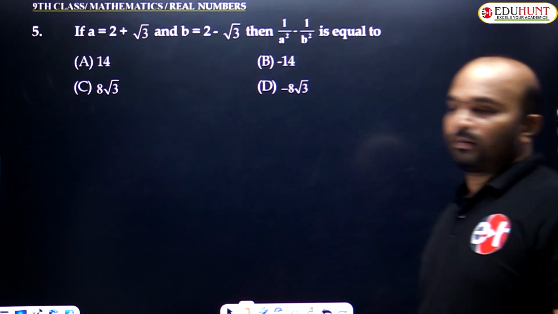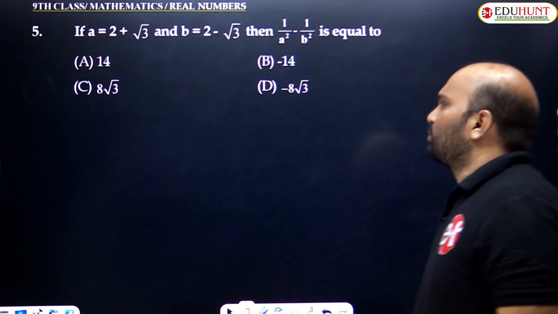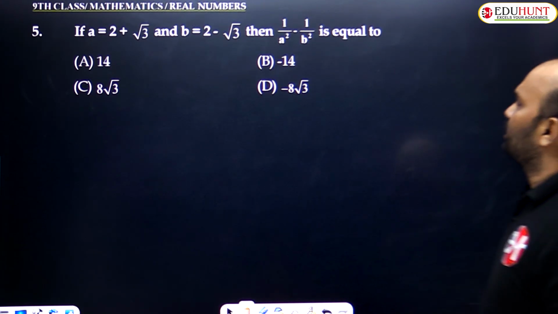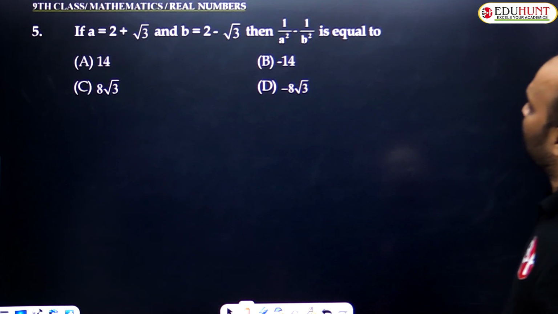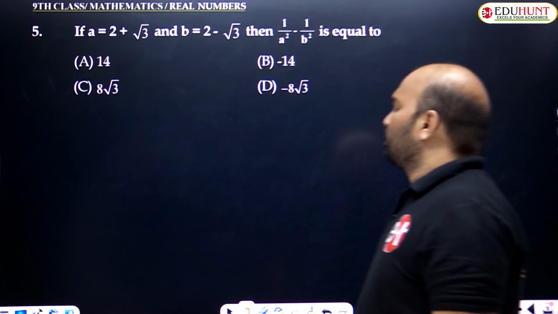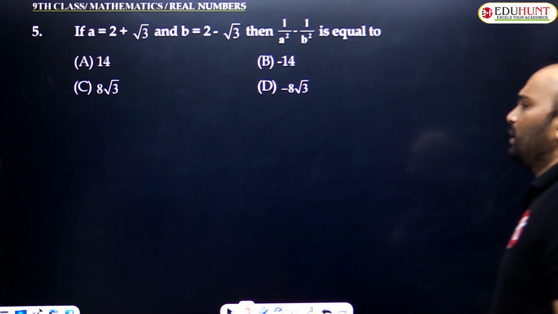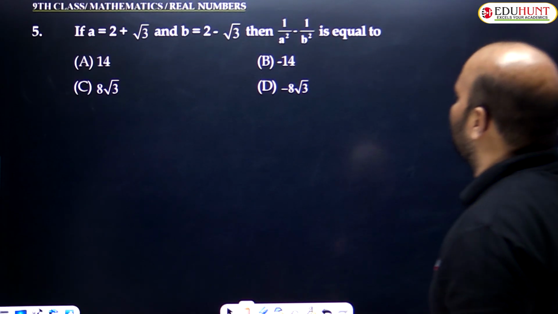So let's go to question number 5. If a equals 2 plus root 3 and b equals 2 minus root 3, then 1 by a square minus 1 by b square equals: option A 14, option B minus 14, option C 8 root 3, option D minus 8 root 3.